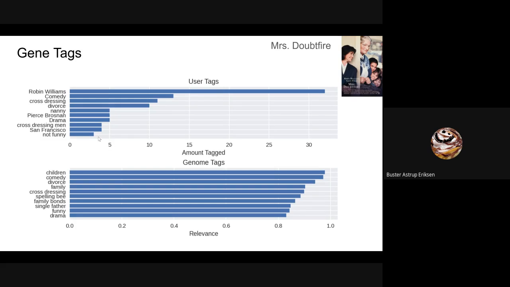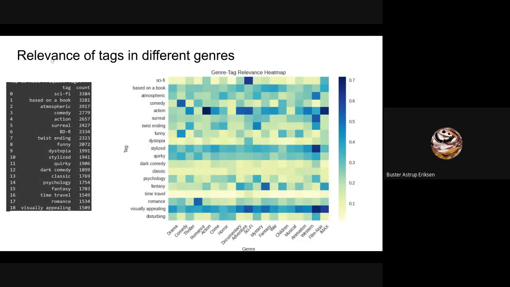So yeah, we then went over to the relevance of tags in different genres, where we have this heat map, where the third axis, the color axis, is the relevance. On the left side you have the tags ordered from the most common to not the least common, but just the 18th least common, I guess you could say. And here it is drama, the most common genre, going all the way down to IMAX.